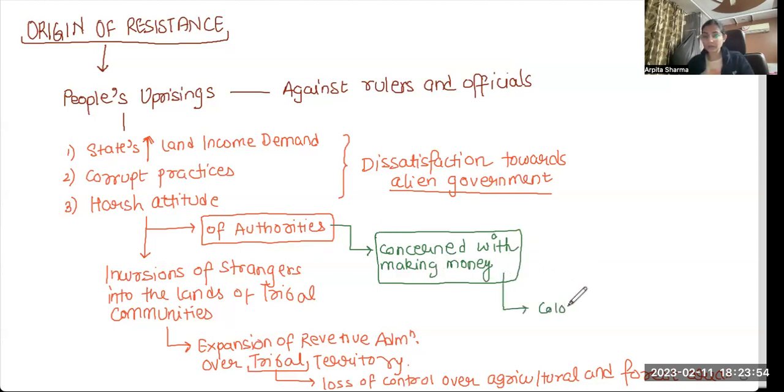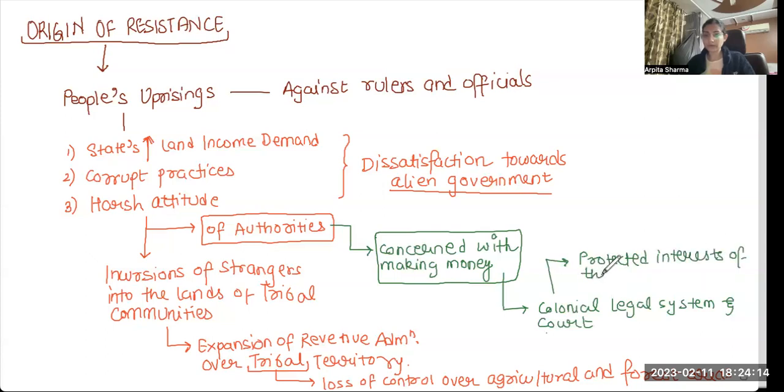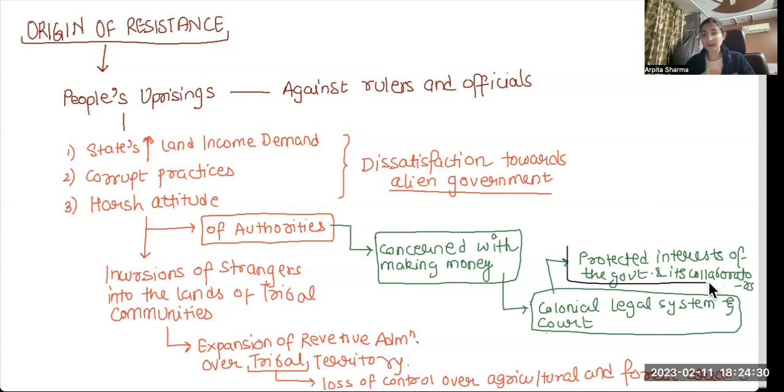And the colonial, write it down, the colonial legal system and court, what they did, they protected the interest of the government and its collaborators. Even the justice system was against the common people, the peasants or the sannyasis, etc. The justice system also did not support the people of India at that time. Collaborators of the government were zamindars, mahajans, rich people, some Indian rulers who were signing the subsidiary alliance and doctrine of lapse policy, etc. Okay?